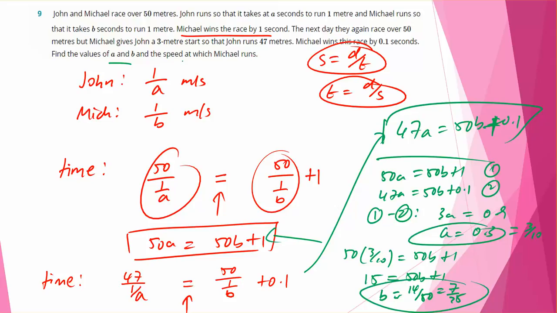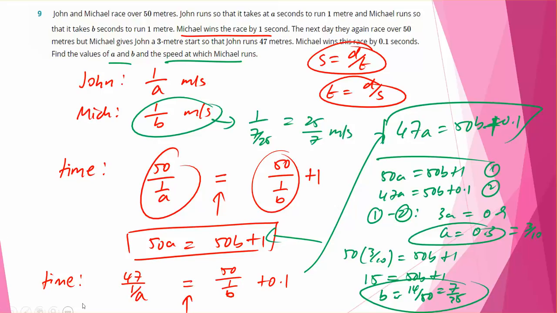Now it also asks you the speed at which Michael runs. So Michael runs at 1 on B. We know 1 on B is the same as 1 on 7 on 25, so we simply flip the fraction. So it's 25 on 7 meters per second. And that's how you do the question.